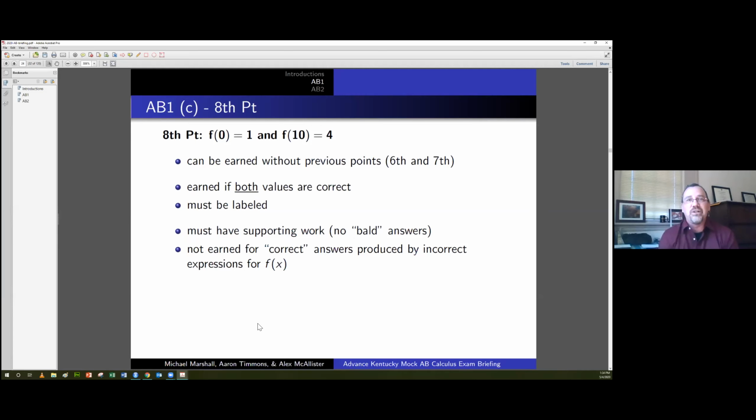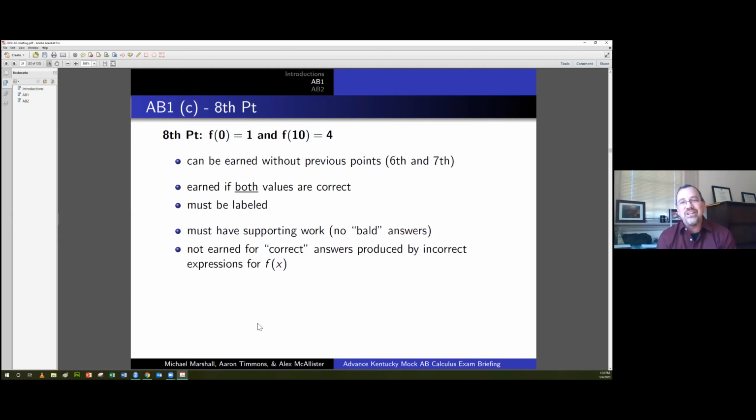People talk about no bald answers. Again, you can't just write down f of 0 equals 1 and f of 10 equals 4. We need to see some evidence of how they reach those conclusions. And so we'll see examples of those kinds of things in the snips here in a minute.